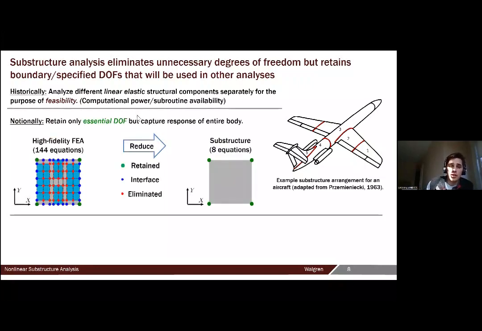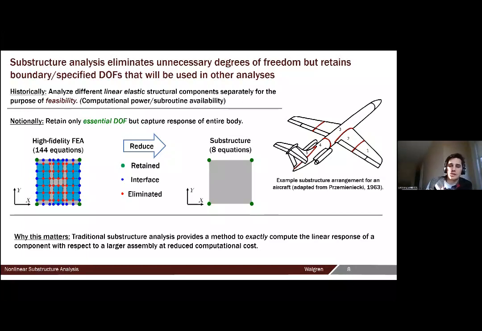So notionally, what we do is we retain only the essential degrees of freedom, but capture the response of the entire body. In this case, we have this complex unit cell, and we define the corner nodes, those 8 degrees of freedom, as the essential degrees of freedom. And then we can also impose constraints on these interfaces, like linear constraints, a NURB, or whatever you want there. So this gives us a way to efficiently store all of the information in the linear sense of the stiffness matrix, but just as it relates to these 8 degrees of freedom. And this really matters because it provides a method to exactly compute the linear response of these complex structures with respect to a larger assembly.